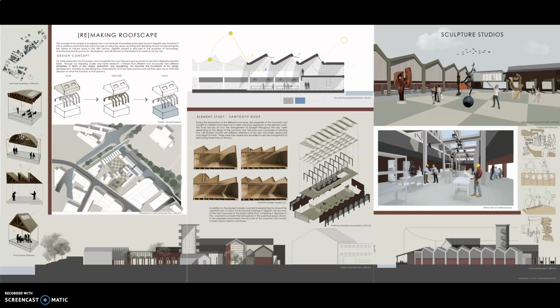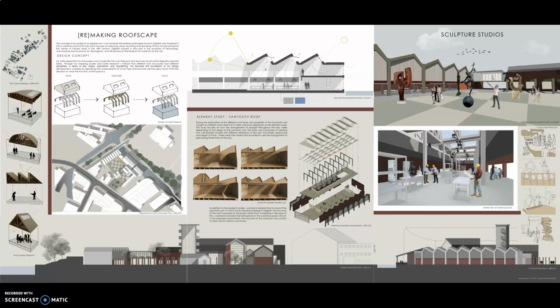So moving on to the element study. From the mapping studies earlier in the project and the roof type analysis, the properties of the sawtooth roof caught my attention. Therefore, for my element study, I took a tectonic approach and decided to explore how daylight enters the sawtooth workshop and experiment how different sawtooth forms would affect the arrangement of light.